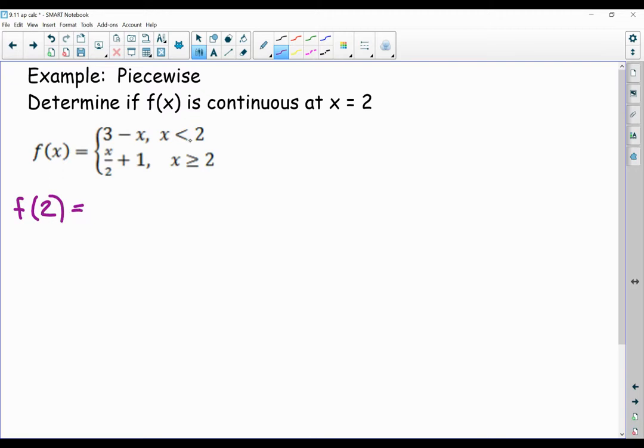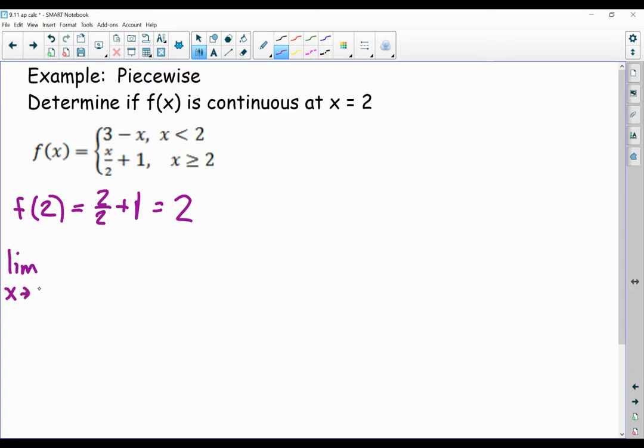And I'm really just testing the break in the domain because I know 3 minus x is a linear function. It's continuous everywhere. x over 2 plus 1 is also a linear function. So the only possibility that could happen here is that I have a jump at 2, and that's what I'm going to test for. So if I plug in 2, I'm going to plug it into the function that includes 2 in the domain, and I end up with 2. Okay. Now I need to prove the limit exists.